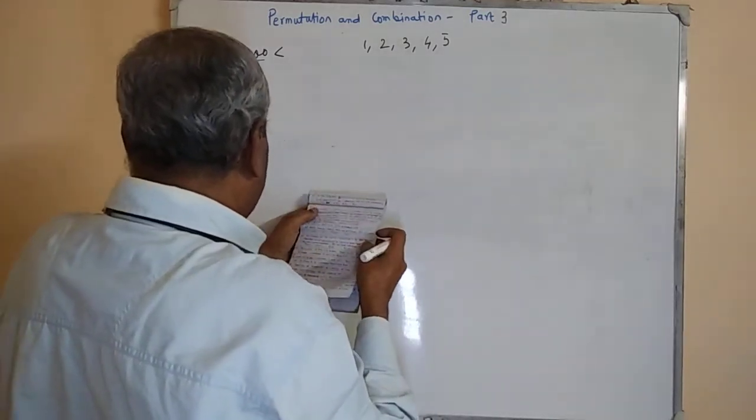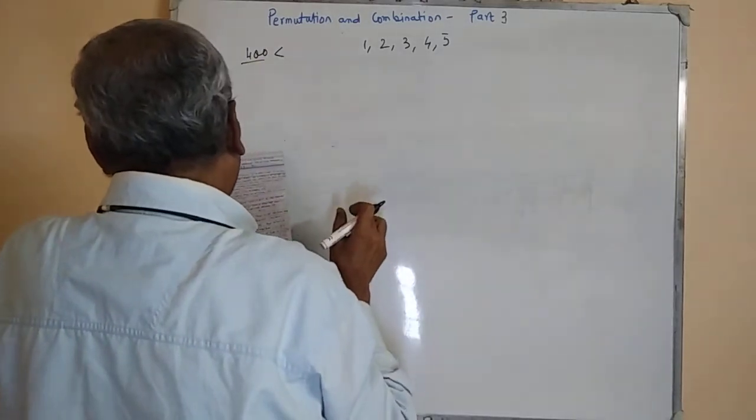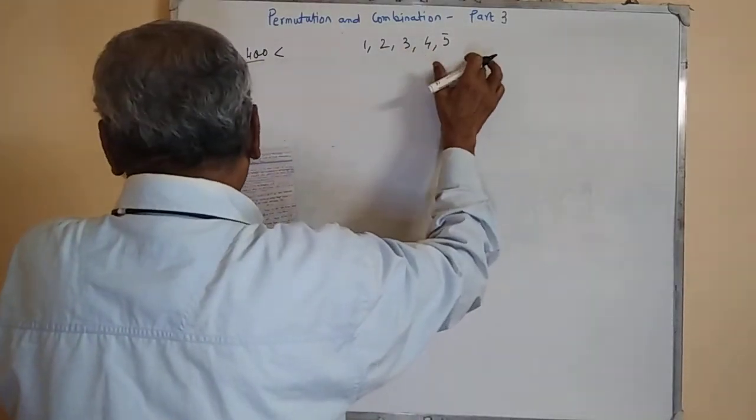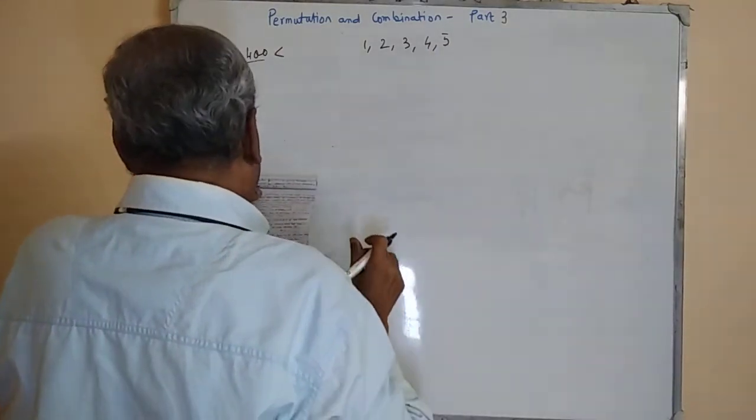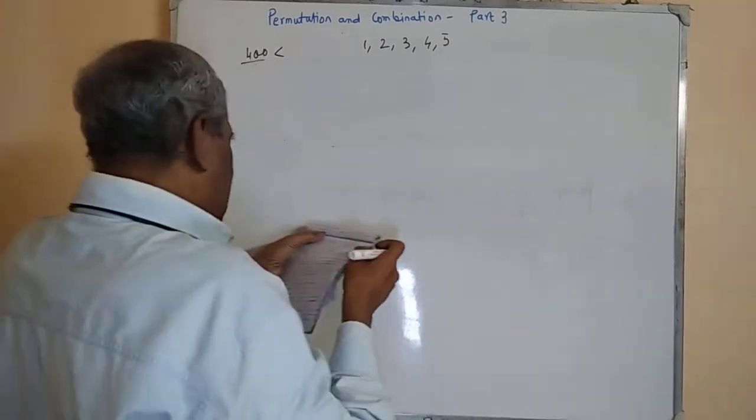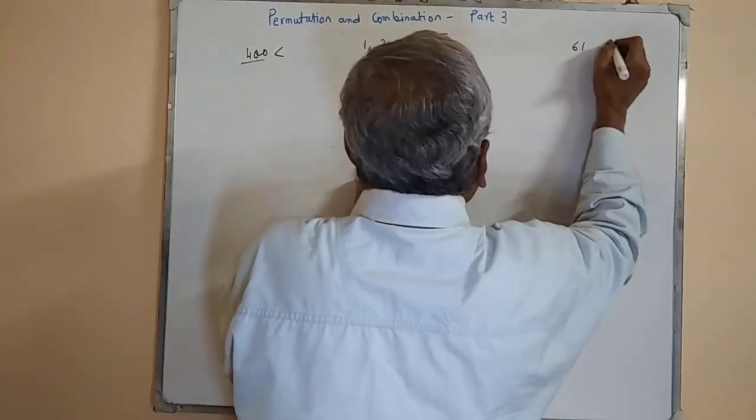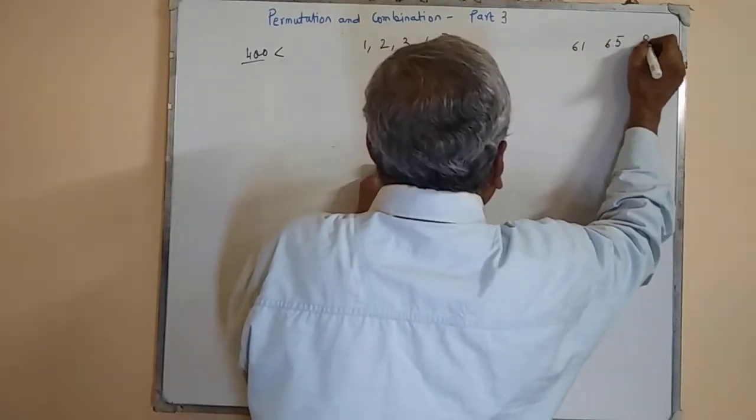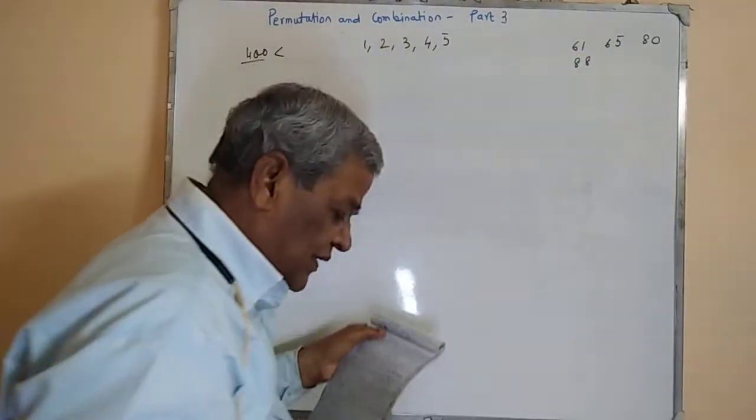A number less than 400 is to be formed by using 1, 2, 3, 4, 5. Repetition not allowed. Number of such numbers is... Options are given: 61, 65, 80, and 88.